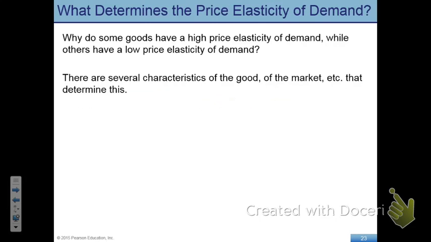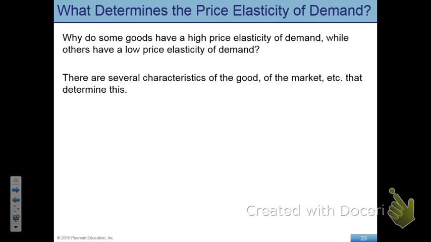Okay. So we have looked at the definition of price elasticity of demand. We have looked at how price elasticity of demand is calculated. We have looked at the interpretation of the price elasticity of demand in terms of what you mean by elastic demand and what you mean by inelastic demand. The next topic is to figure out what factors really determine these elasticity concepts.